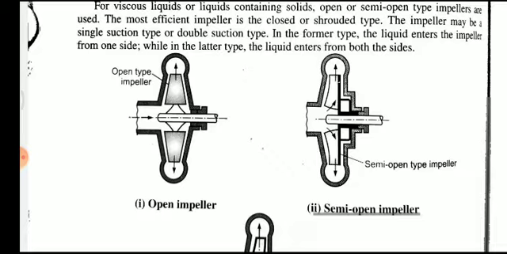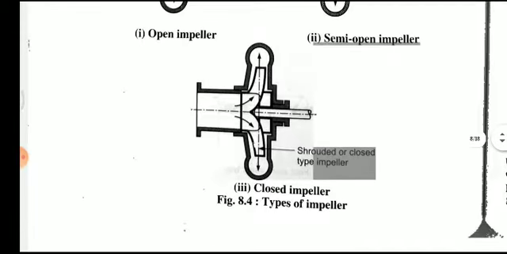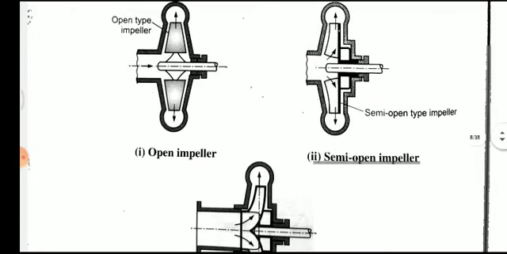And on the right hand side are the semi-open impellers, and the bottom one is the shrouded or closed type impeller. The main difference is that in the open impeller the shape is like triangular sections, whereas in the semi-open it is half.